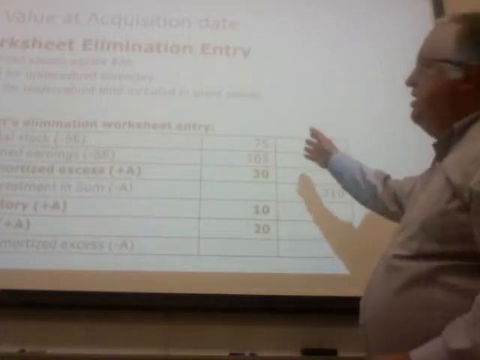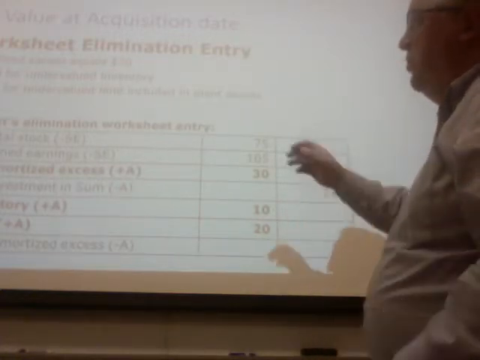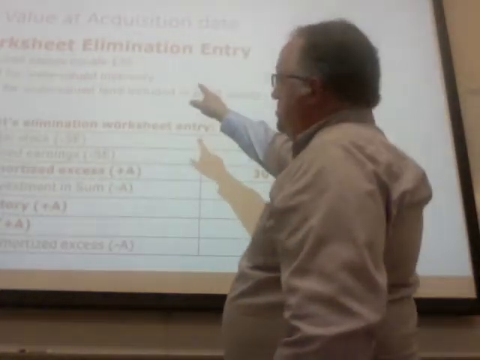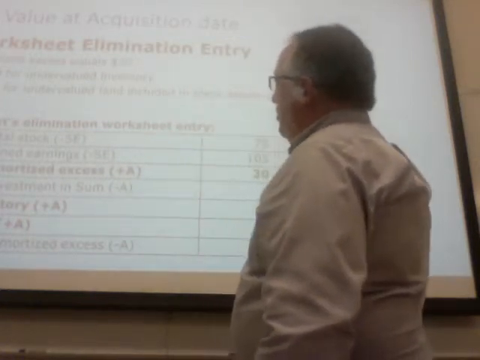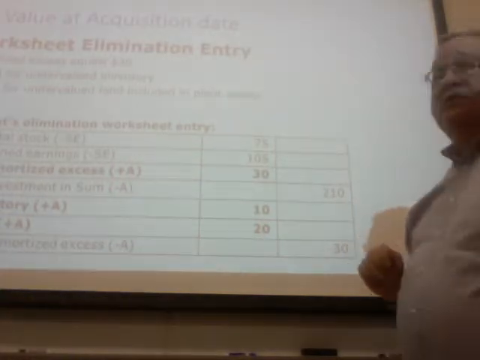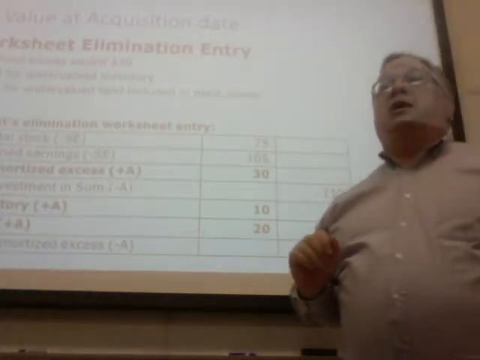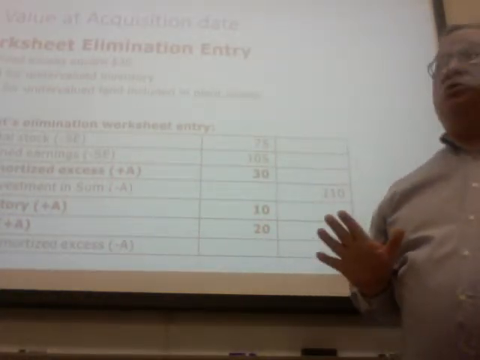Okay, then our worksheet elimination entry. Our unamortized excess was 30. It's $10 for the undervalued inventory. It's 20 for undervalued land, included in plant assets. You know, land isn't depreciated, so there's not going to be any amortization of that.